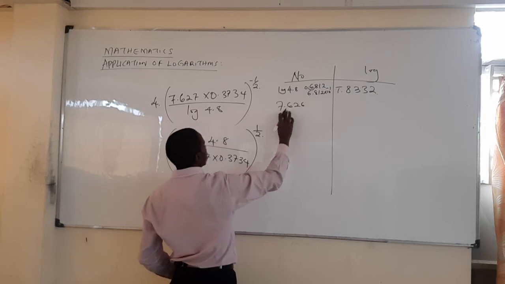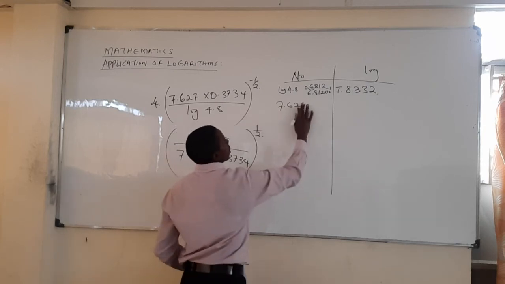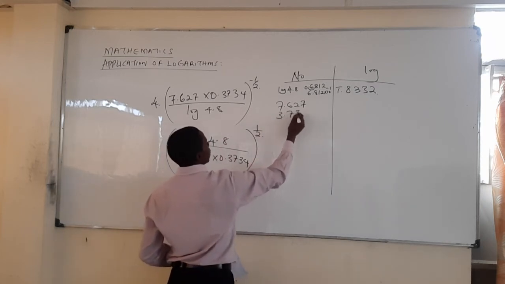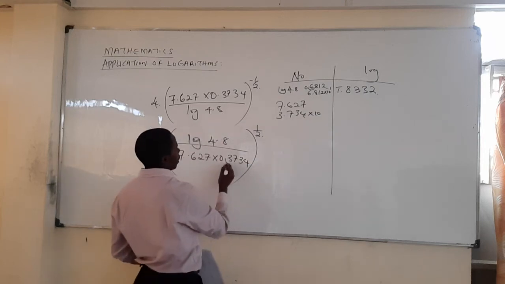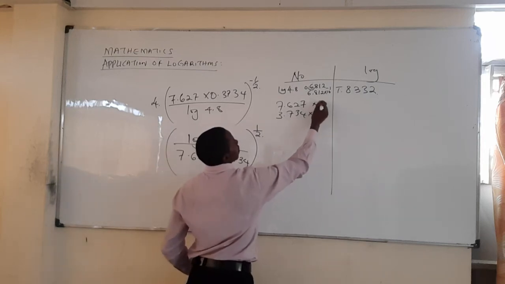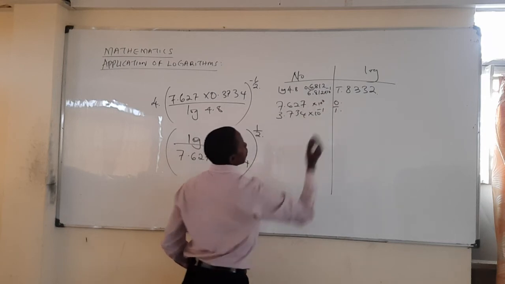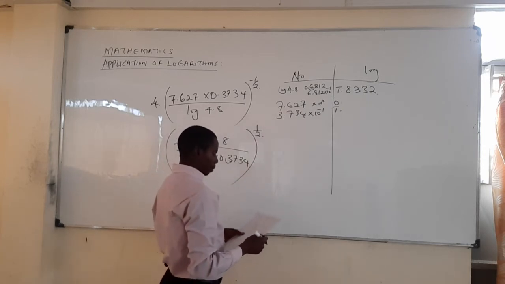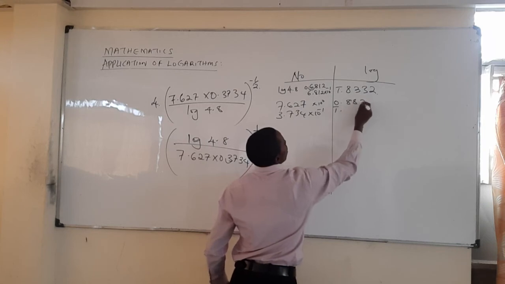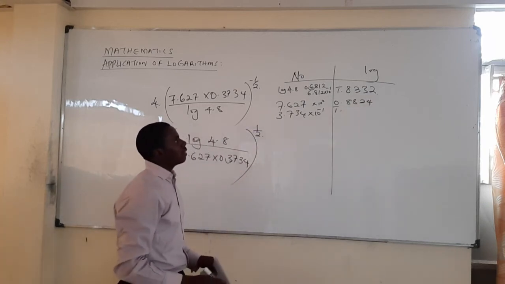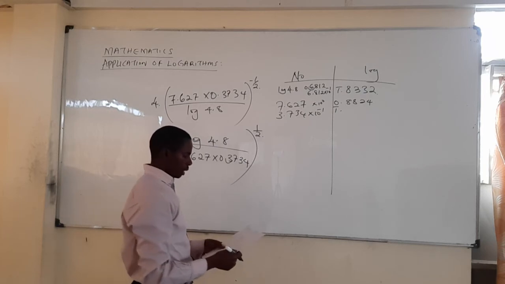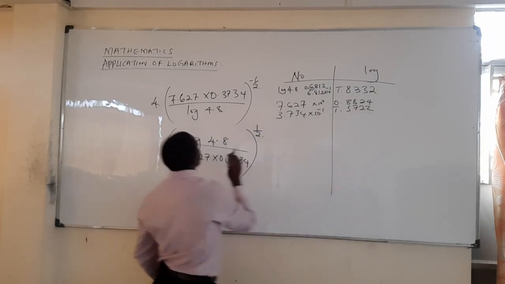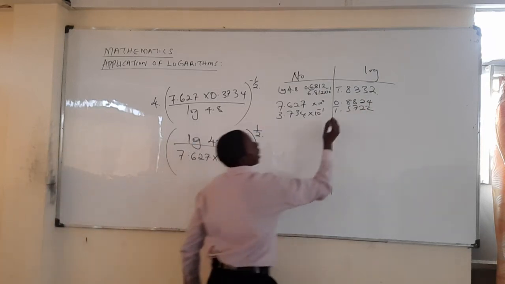Then you count the denominator part, 7.627, and then 3.734 times 10 power minus 1 times 10 power 0. That is 0.1 point. So the log of 7.627, I have 0.8824, and then the log of 3.734 is 0.5722. So we are multiplying the denominator here, so we add the powers.